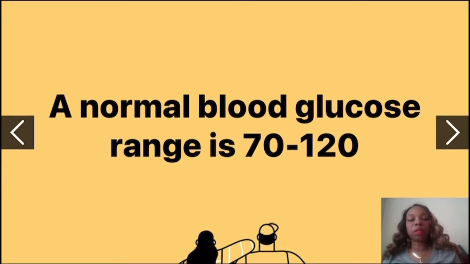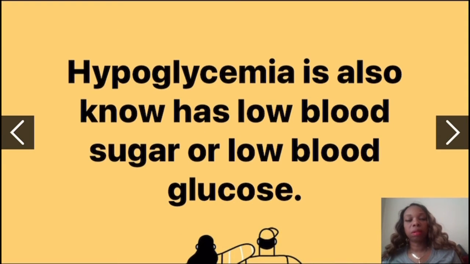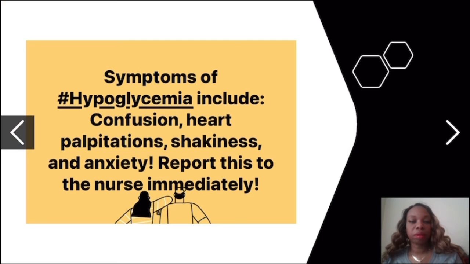A normal blood glucose range is 70 to 120. If the blood glucose is less than 70, you want to report this to the nurse immediately. Hypoglycemia is also known as having low blood sugar or low blood glucose. Symptoms of hypoglycemia should be reported to the nurse, and they include confusion, heart palpitations, shakiness, and anxiety.